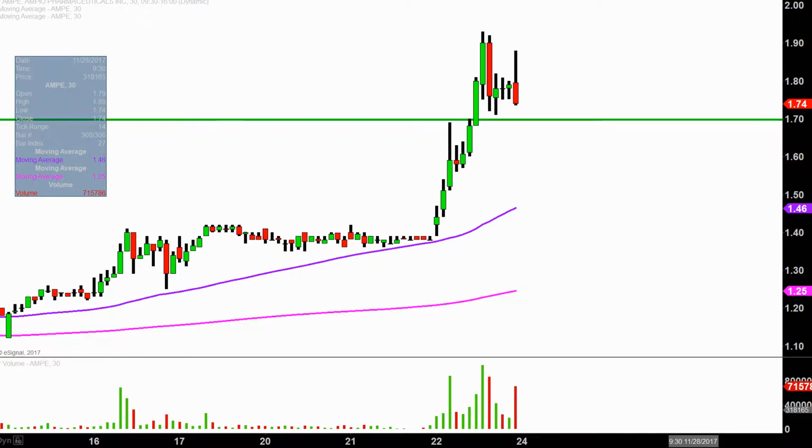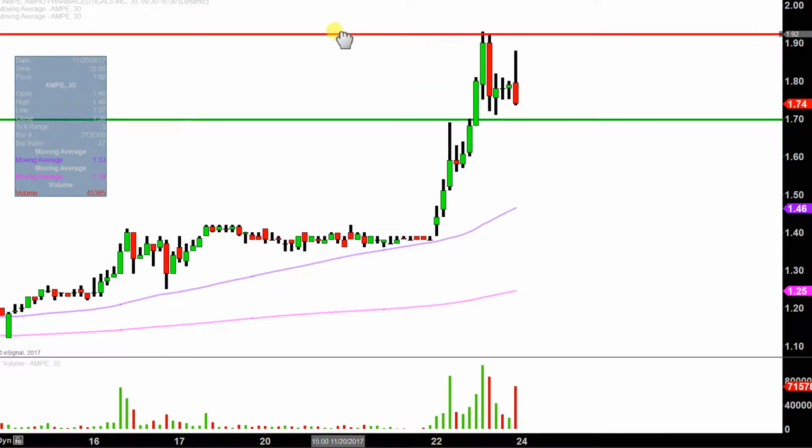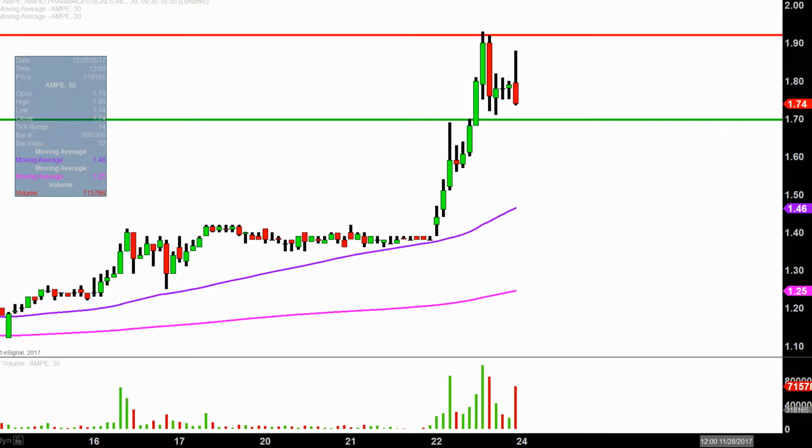What about areas of resistance? As it stands right now, there's definitely some sellers hanging out right around the $1.92-ish area, give or take. But you can see on a couple instances earlier today, the bulls did try to push up through there, but the bears ultimately rejected it back down. So that'll be public enemy number one going forward.